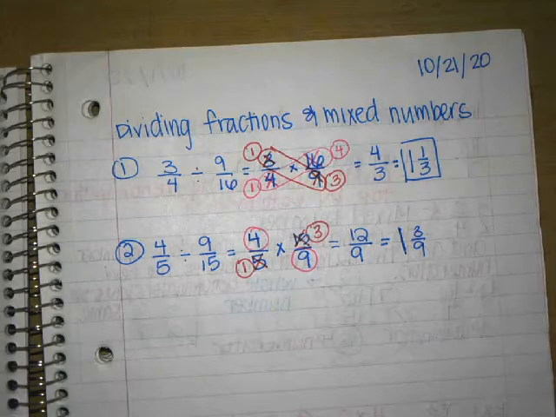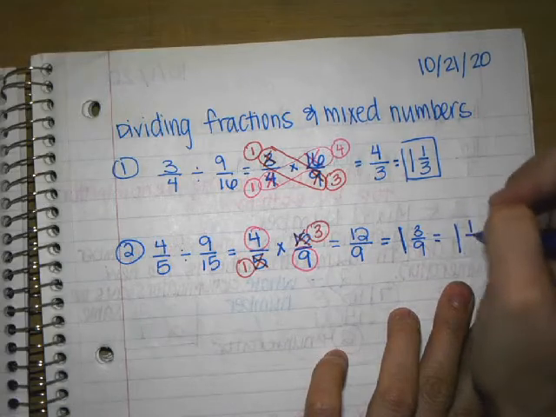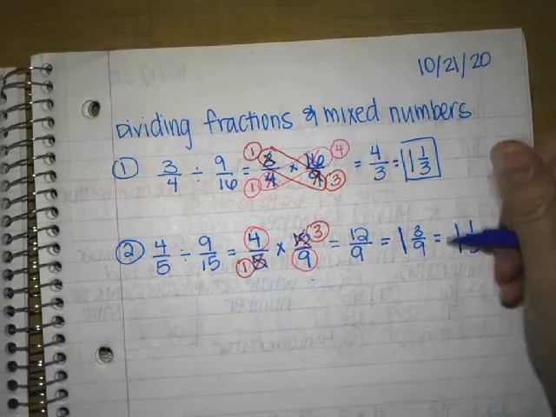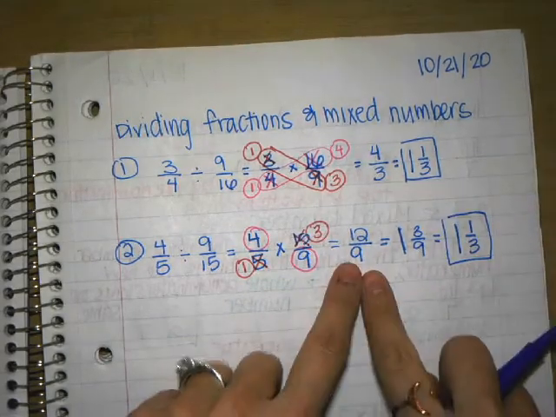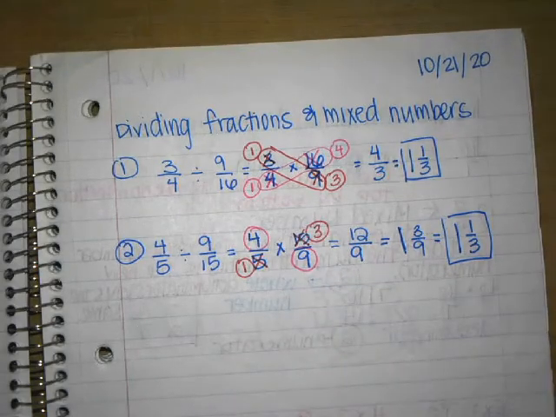Am I done? What do I have to do? Simplify. Perfect. You could have reversed the order, guys. You could have simplified 12/9 first and then changed it to a mixed number. The order in which you do it does not matter, okay? Questions? All right, let's do some practice problems on our tables.